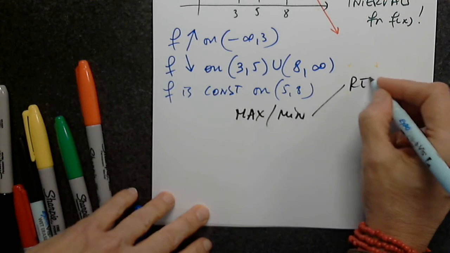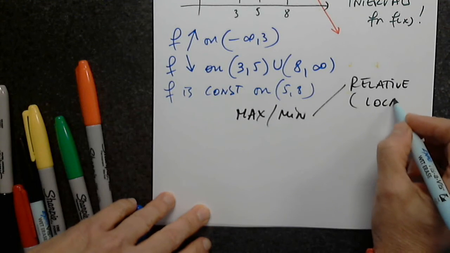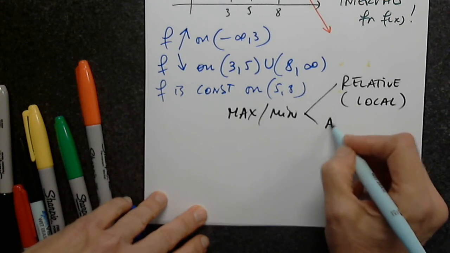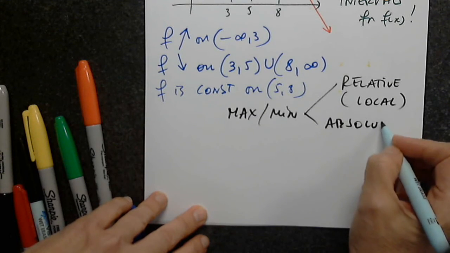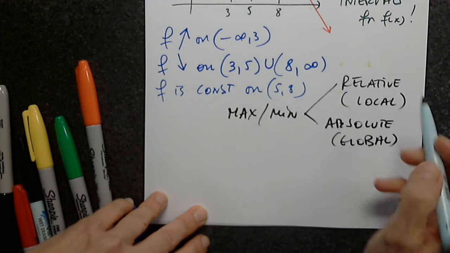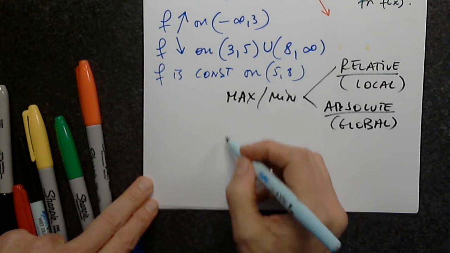One is called relative, also called local. And the other one is absolute or global. Let's use the relative and the absolute. But just remember that you may find them in your book as both relative or local, same thing, and absolute or global. So here's a graph.